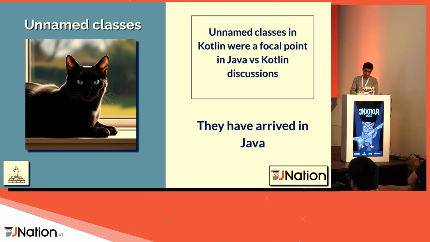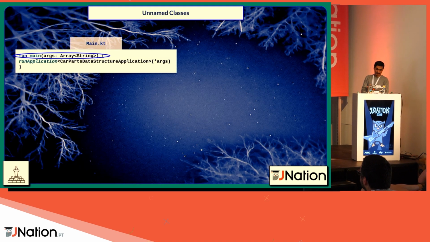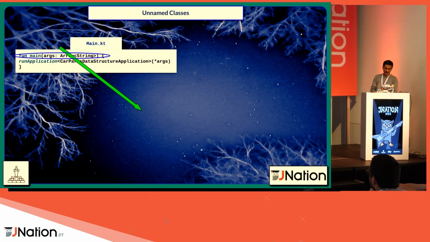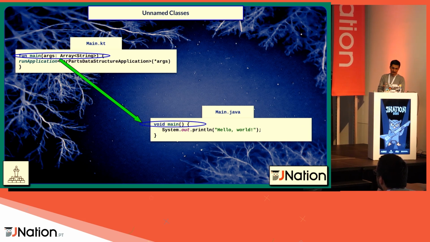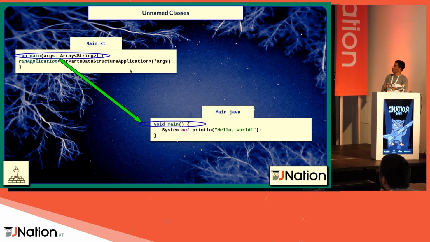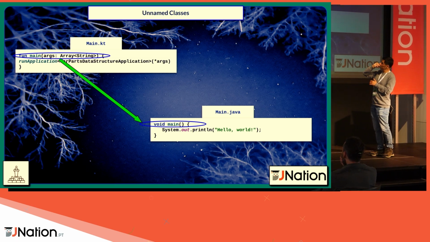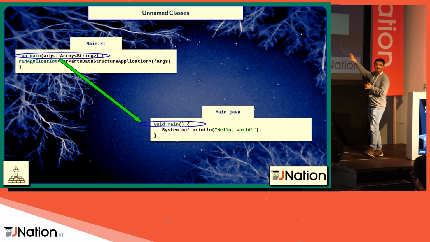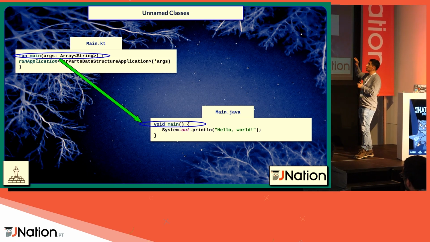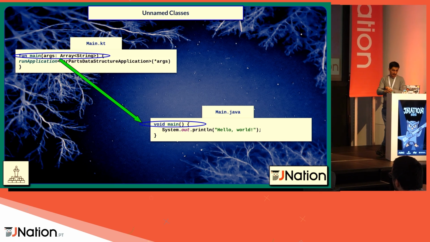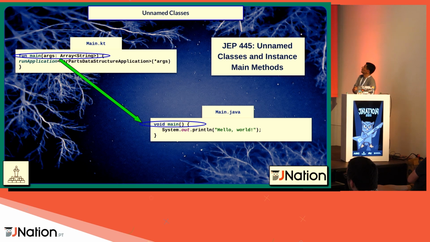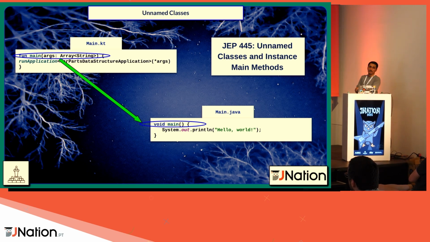And with this, we now have something like this. So in the first example here, we can see that we are using a main function, and in main Java we are using the same thing. There isn't much of a difference. And this comes with JEP 445, unnamed classes and instance main methods.